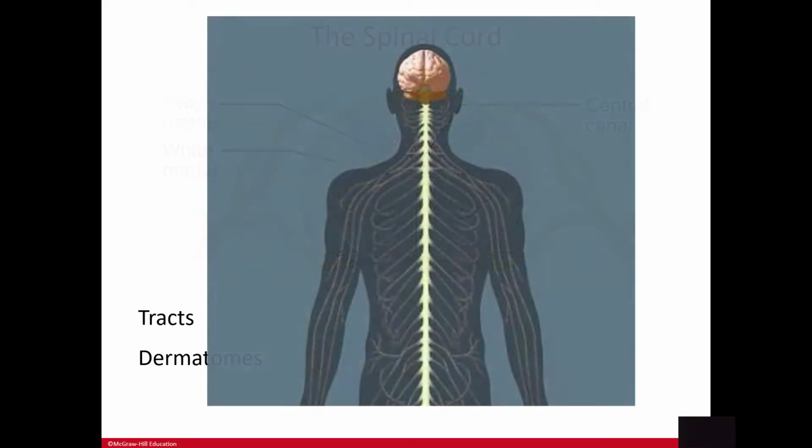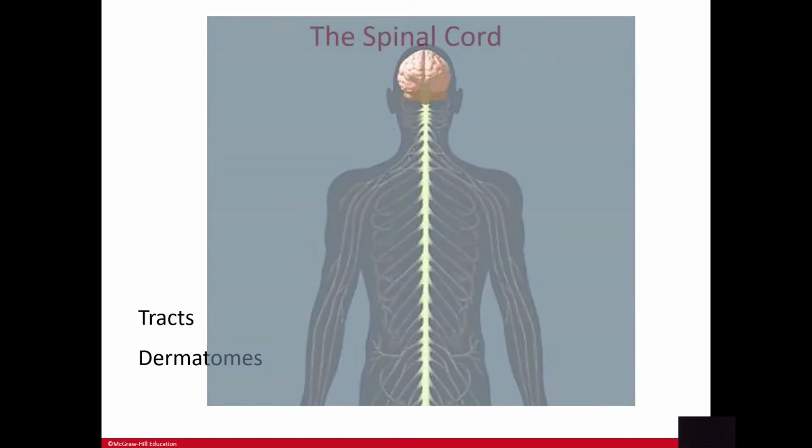Think of the spinal cord like an elevator. The sensory impulses ride the spinal cord elevator up to the brain. The motor impulses ride the spinal cord elevator down from the brain, down the spinal cord, and out the spinal nerves to where they need to go.